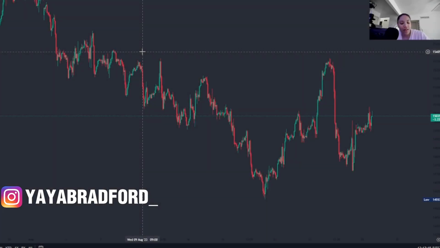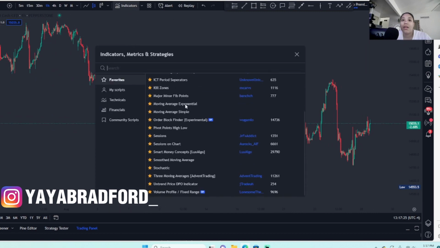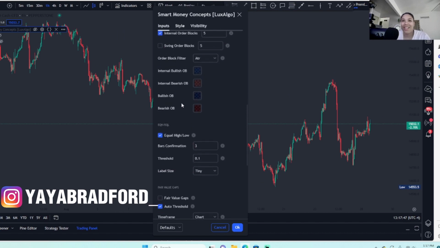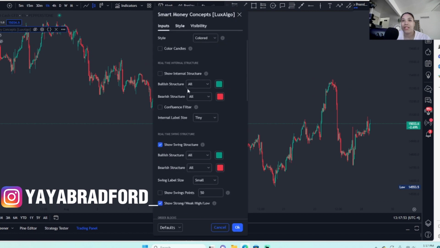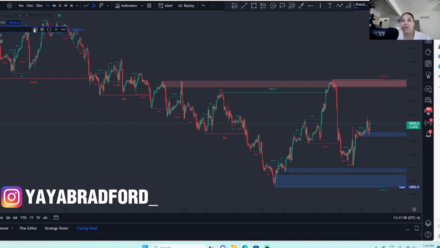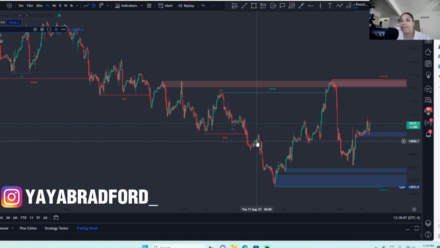All right, so in order to find this indicator, guys, y'all can simply go to indicators and type in Smart Money Concept by Lux Algo. This is it right here. Boom. And then once you go to it, you just leave everything as it is. I don't touch anything. Wait, I lied. I think I took off the internal structure. When you turn it on, it's a lot of unnecessary breaker structures and change of character. So I unmark that, because I don't want to see that.